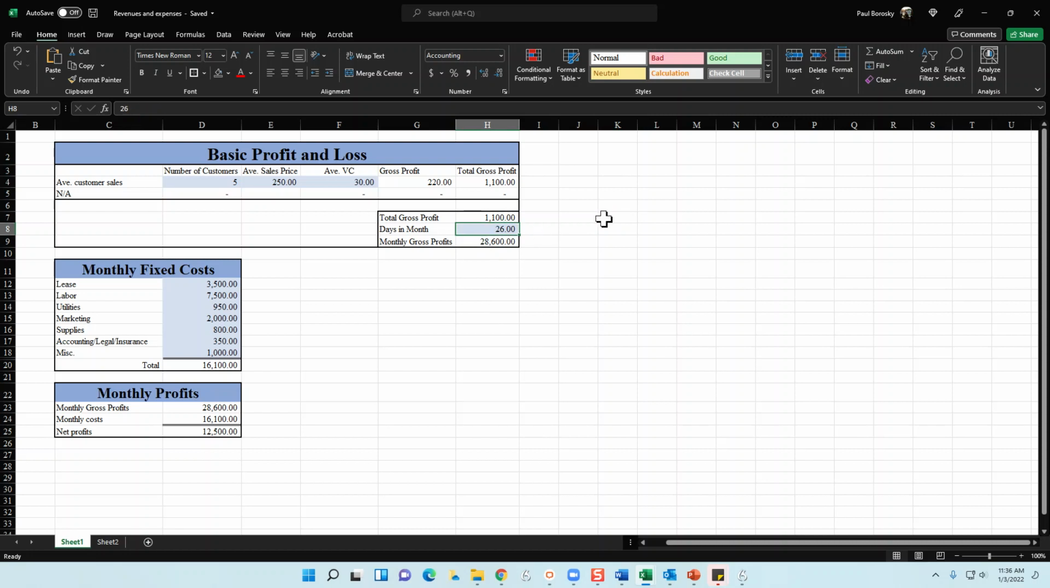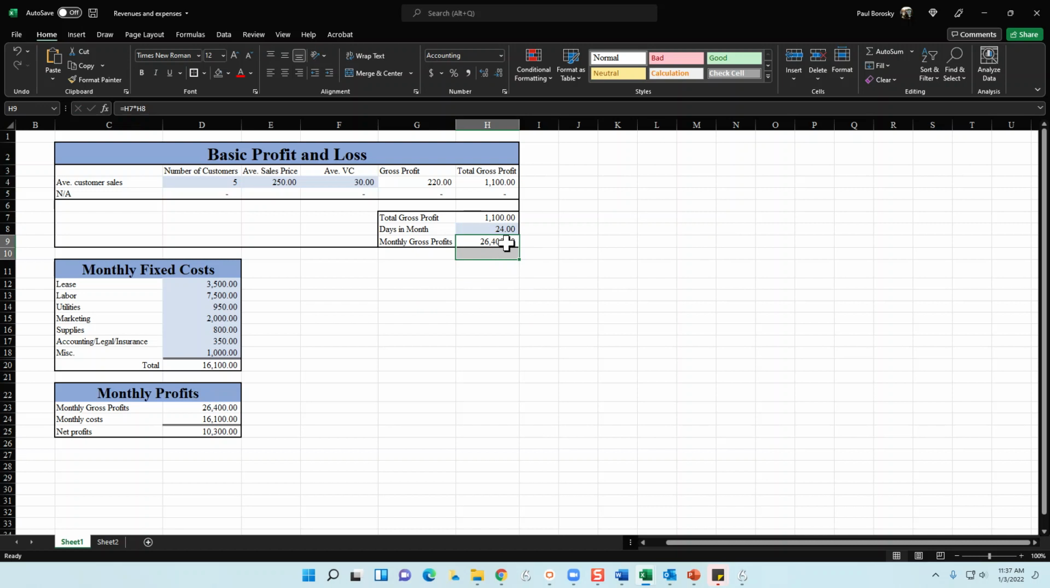And then you're going to identify how many days in the month you're going to be working. If you're going to be doing Monday through Friday, then an excellent estimate would be 20. If you're going to be doing Saturdays as well, then 24 is usually a good number.